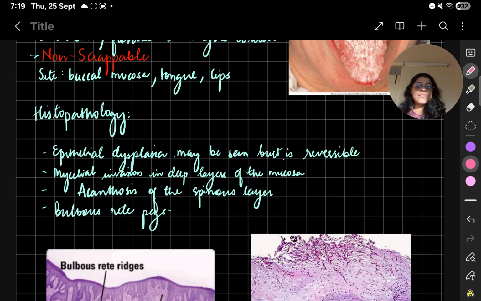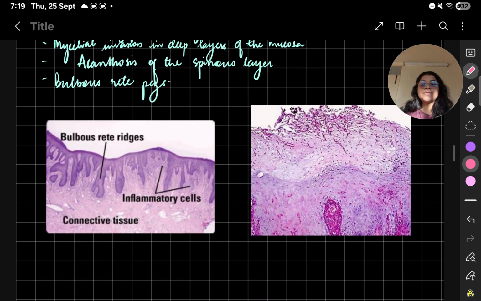And then there is acanthosis of the spinous layer. That is, the junctions of the spinous layers are broken down, and the spinous layers appear to be not spiny anymore, because they are spiny when they are intactly placed due to their junctions, cell junctions. Then you have bulbous rete pegs, which happens in epithelial dysplasia. Okay, so I told you everything you have to know.